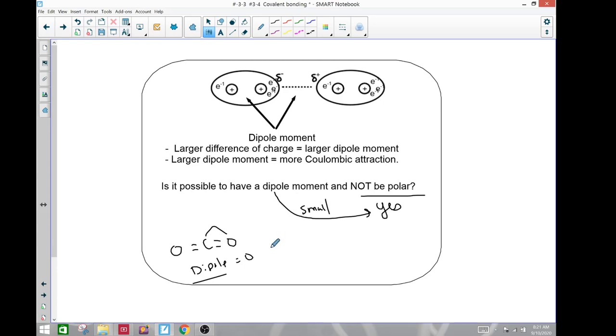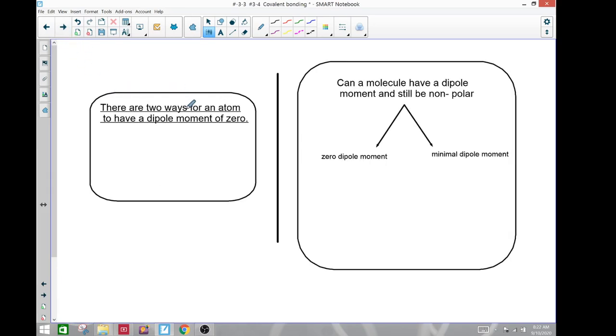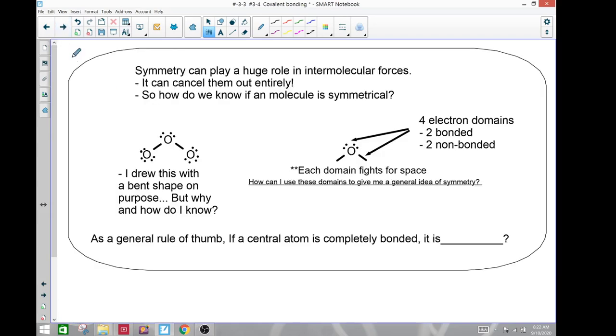something to think about. Okay, understand the concepts. They'll apply them to data provided. Look at here. There are two ways for a molecule to have a dipole moment of 0. All right. So one, we already reviewed this, would be to have the same atom. Okay. Same exact electronegativity, 0, or to be symmetrical. Okay. Can a molecule have a dipole moment and still be nonpolar? Okay. You have a 0 dipole moment or a minimal dipole moment. Okay, so it still would be nonpolar with a minimal one. Okay. So just some thought processes here, something to think about.